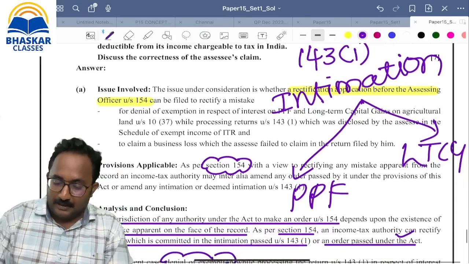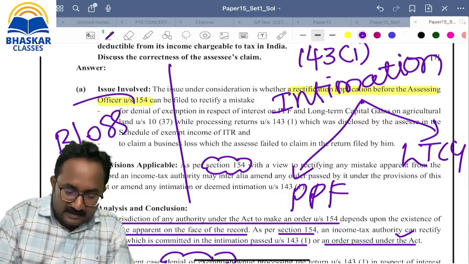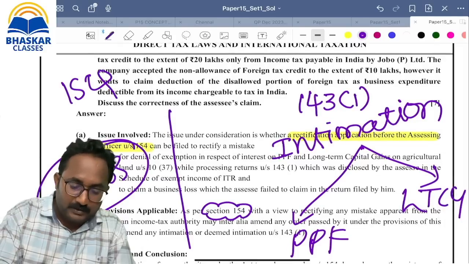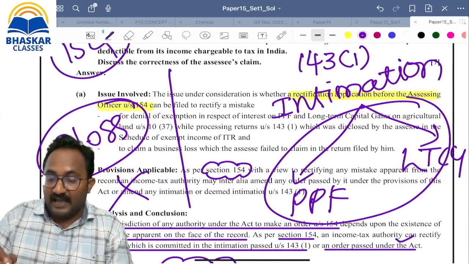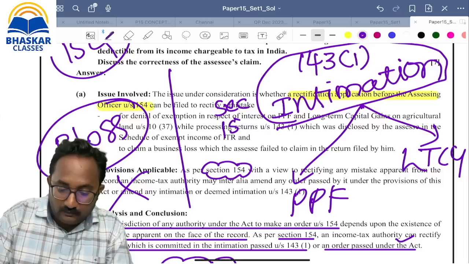Okay. Can you tell me about the business losses? Can the assessing officer apply section 154 for rectification related to business losses? No, because it is not apparent on the record, on the face of the record. These two mistakes only were committed. So that's why we can apply section 154.